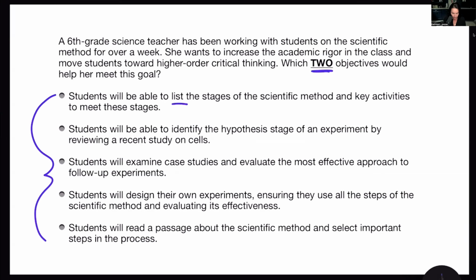I have students will be able to list the stages of the scientific method. Students will be able to identify the hypothesis stage of an experiment. Students will examine case studies and evaluate. If I see the word evaluate in an answer choice, I'm going to slow down, because 9 times out of 10, the question is going to be asking me about critical thinking or higher order thinking. And so this is standing out to me as a good answer choice. And I also see here I have to choose 2. So I'm not going to be able to eliminate and zero in all the way, but I'm seeing what's standing out and looking good to me.